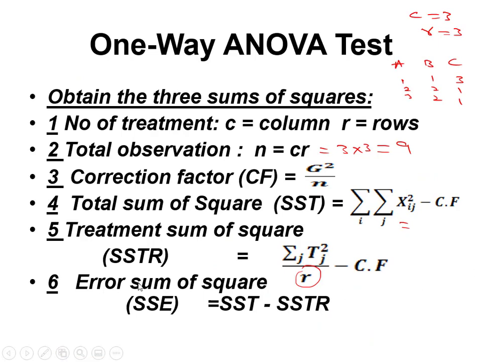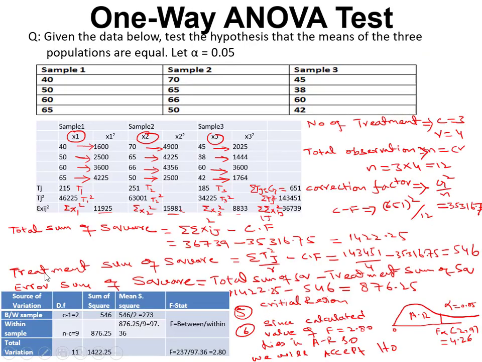Now the last remaining part is the error sum of square, which is also called the within sum of square. The within sum of square formula is the total sum of square minus the treatment sum of square. We have already calculated the total sum of square as 14225. So this is 14225, the total sum of square, minus the treatment sum of square, which we have already calculated, 546. So this is 876.25. I hope you understand this.